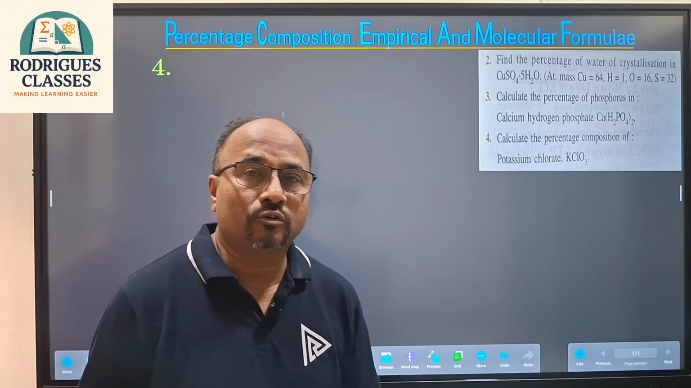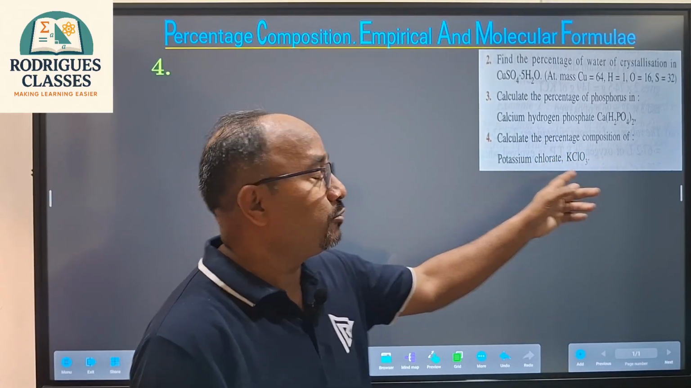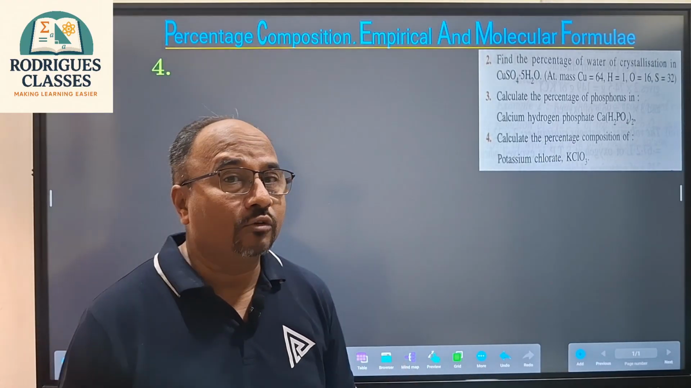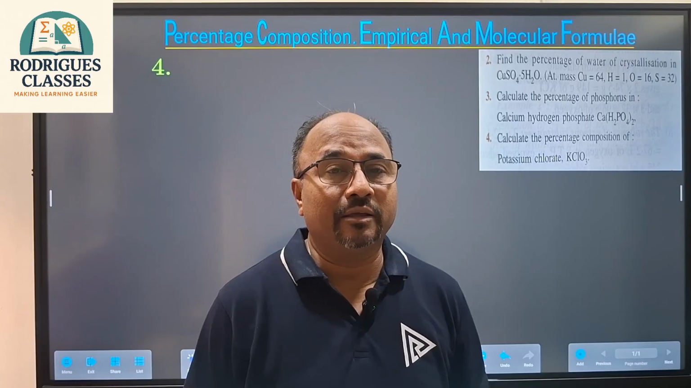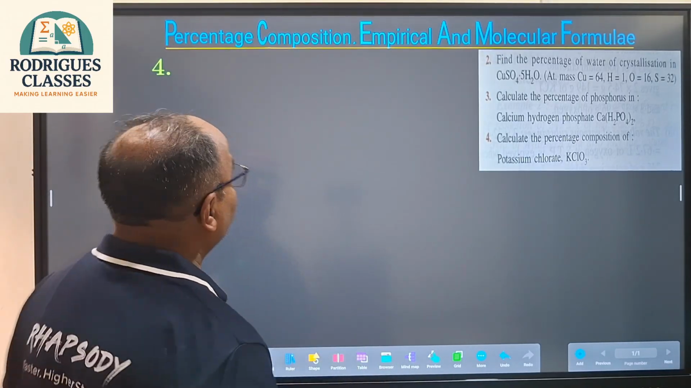We proceed now to numerical number 4, which says calculate the percentage composition of potassium chlorate, KClO3, which means we need to find the percentage of each of the elements present there. So we go to find the molecular weight of it first.